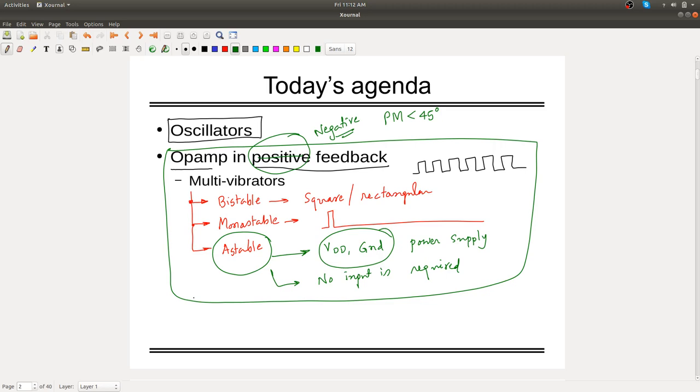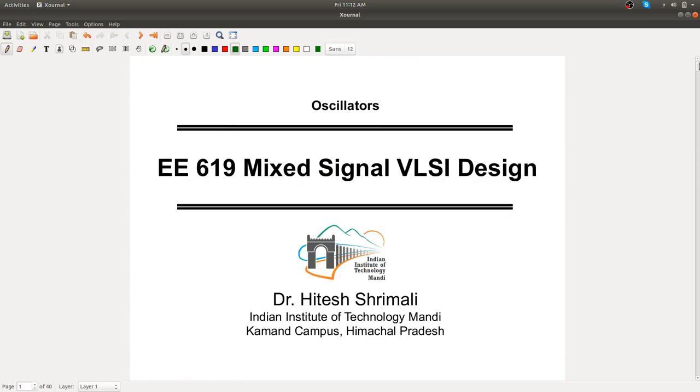Or if you remember, we wrote A divided by 1 plus A0K, that's the transfer function in closed loop. If A0K is equal to minus 1, then this transfer function is infinite. Infinite means V out by V in is infinite, and your output will reach VDD or ground, either plus side or minus side, right? So this is one way. Or you can say that from here, if the transfer function A0K is minus 1, the phase of this one will be 180 degrees, right?